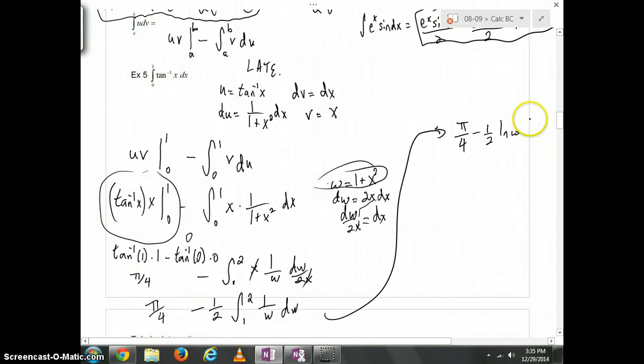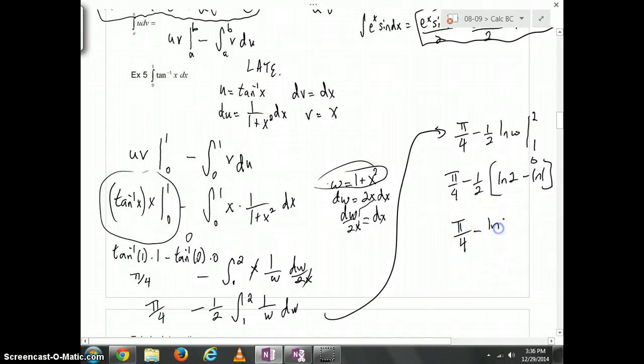At this point, we can very quickly just do some evaluating. We'll plug in with our fundamental theorem. This would be the natural log of 2 minus the natural log of 1. Natural log of 1 is 0. The final answer would be pi over 4 minus natural log of 2 over 2. No constant. Please realize there's no constant here when we have a definite integral.